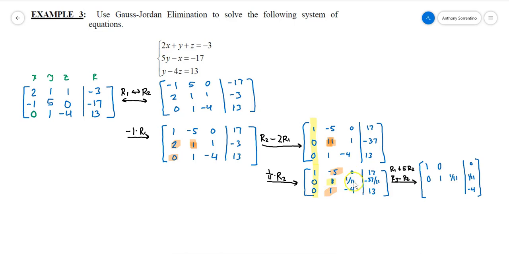0 plus 5 times row 2, or 5 times 1/11, is going to give me a 5/11. I shouldn't have a 0 here. 17 plus 5 times negative 37 over 11 becomes 2 over 11.